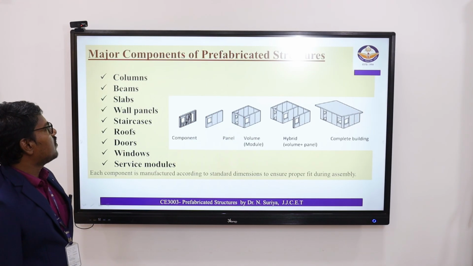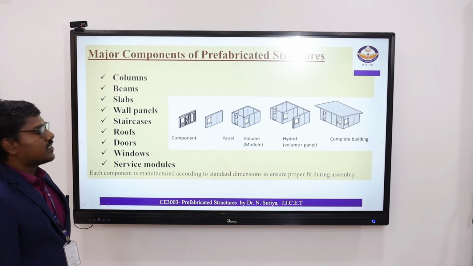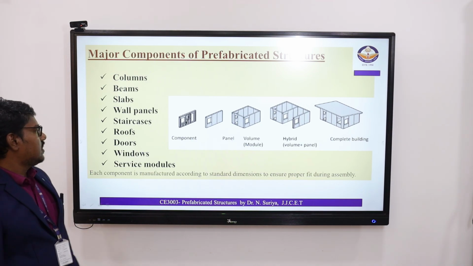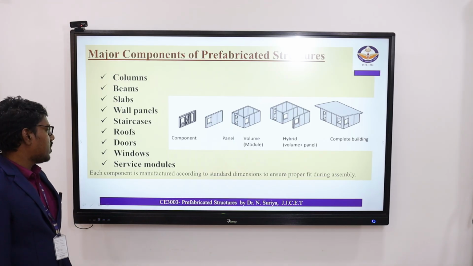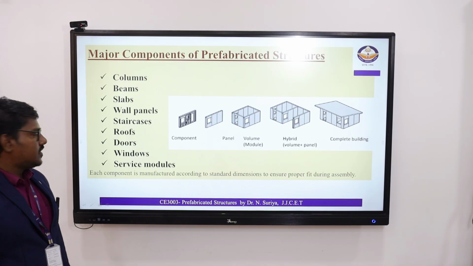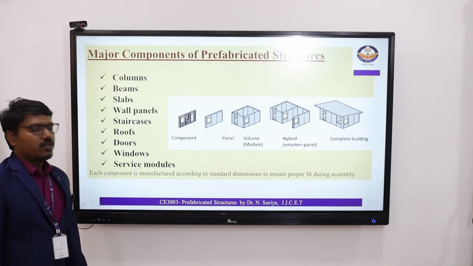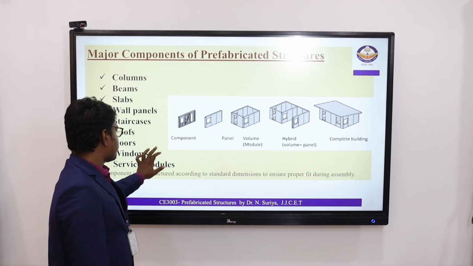Next, major components of prefabricated structures. Prefabricated columns, precast beams, precast slabs, wall panels, staircases, roofs, of course, doors, windows and service modules are the major components. Each component is manufactured according to standard dimensions to ensure proper fit during the assembly process.